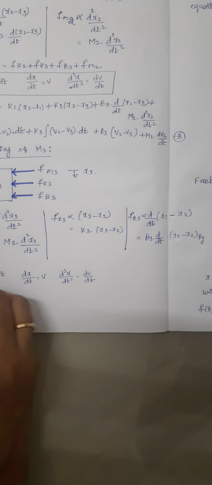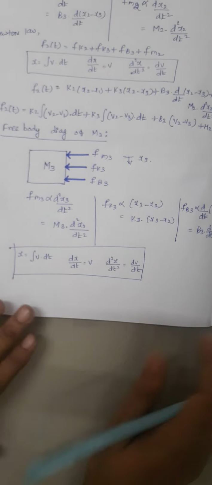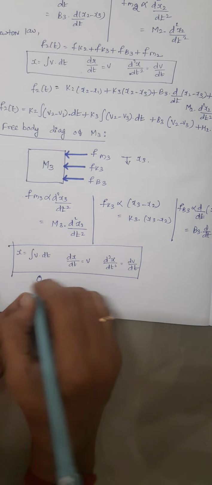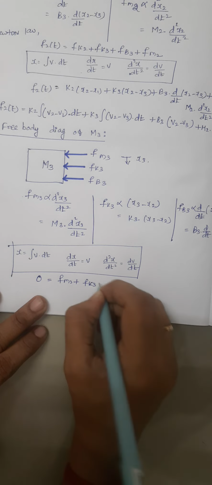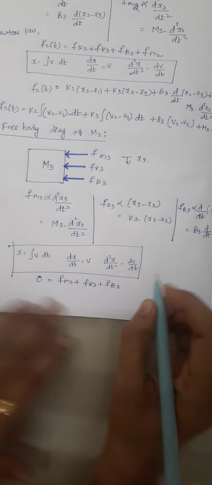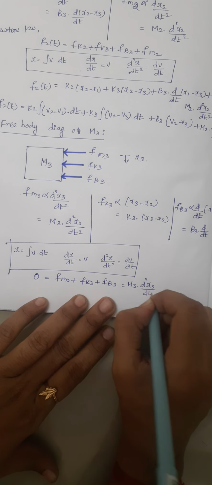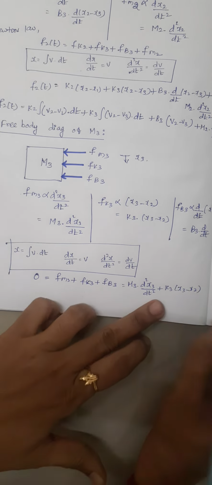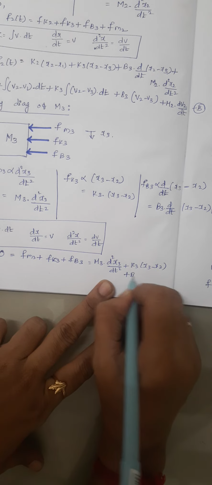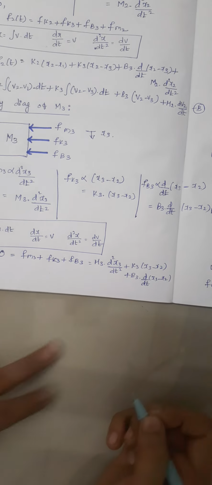Again by Newton's law, I have to write applied force equal to opposing force. Here there is no direct applied force, so applied force is 0, which is equal to Fm3 plus Fk3 plus Fb3. Just substitute the values here. We will be getting M3 d²x3/dt² plus k3 (x3 minus x2) plus finally b3 d/dt of (x3 minus x2).